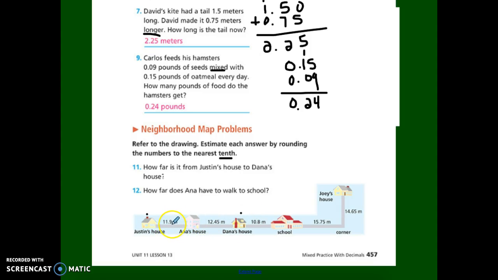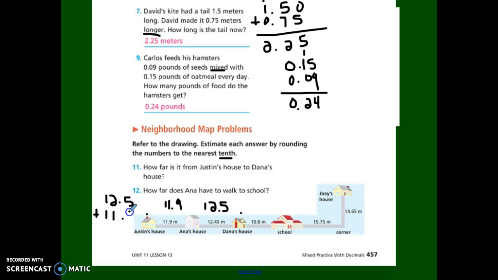So I look at this number. There's nothing behind it, so I know that I have to leave it the same. So we've got 11 9/10 meters. And we have this one, which I look to the spot behind the tenths, which is 5, and I get to round it up. So I've got 12 5/10 meters. I want to go ahead and add those. So again, the trick to adding is to make sure those decimals are all aligned. So 12 5/10 plus 11 9/10.